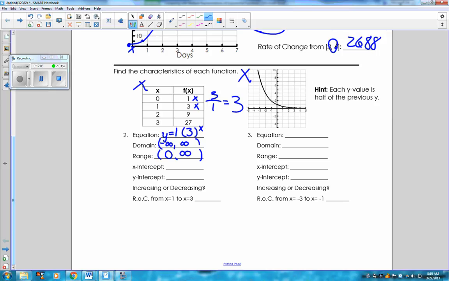What about x-intercept? Y-intercept? Are we increasing or decreasing? And the last part it asks us for is the rate of change. Yes. Is there ever going to be an x-intercept? Not in these. There's a potential that you could have one, but oftentimes no. I'm not going to say it's never going to happen, but oftentimes no.